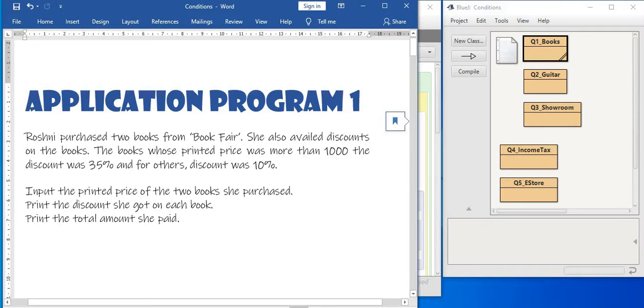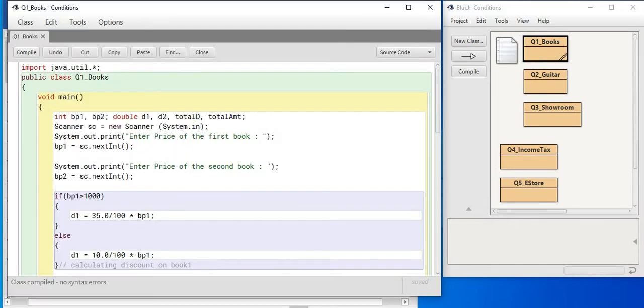It will be better if you write the program on your own once and keep the video paused, and after writing your own program you cross check your answer with the answer that I am going to show. Okay, so here comes the answer.